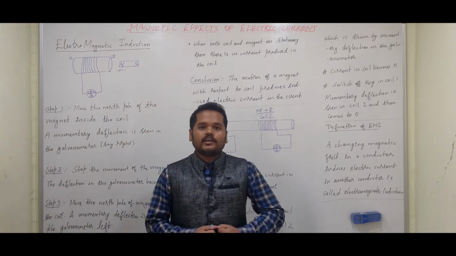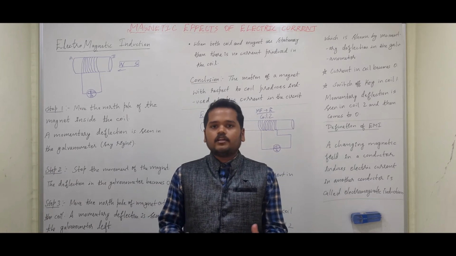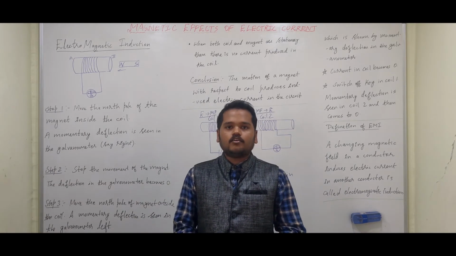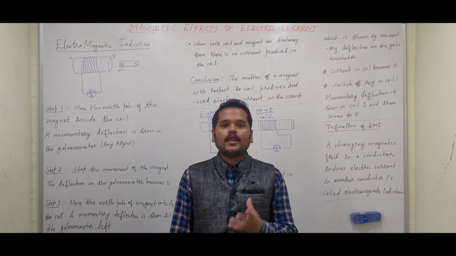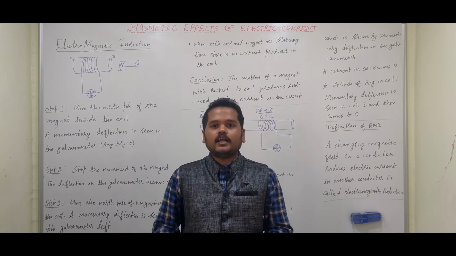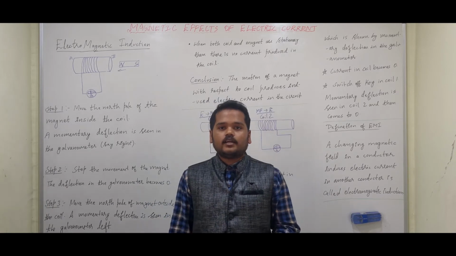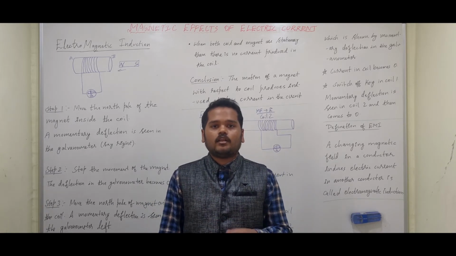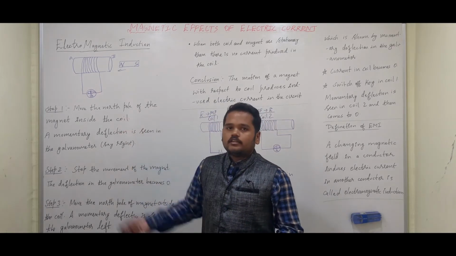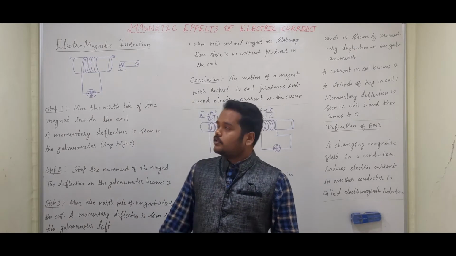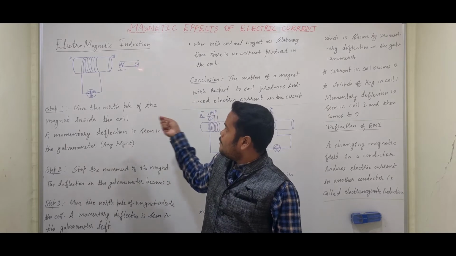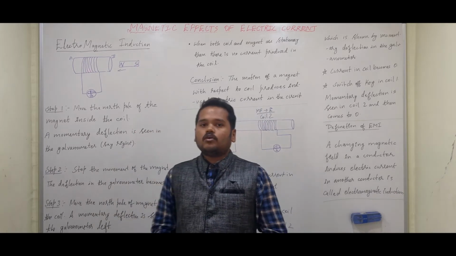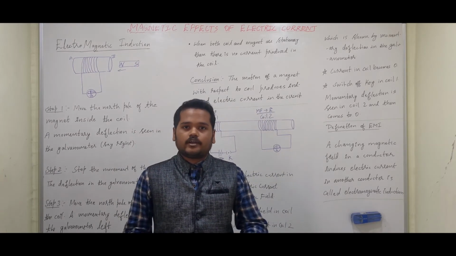Now, from this, what did we understand? We can conclude from this learning of ours that a moving magnetic field, a moving magnet, can induce current in a conductor or a coil. In this coil, there was no current, but this moving magnet brought current into the coil which had no current.